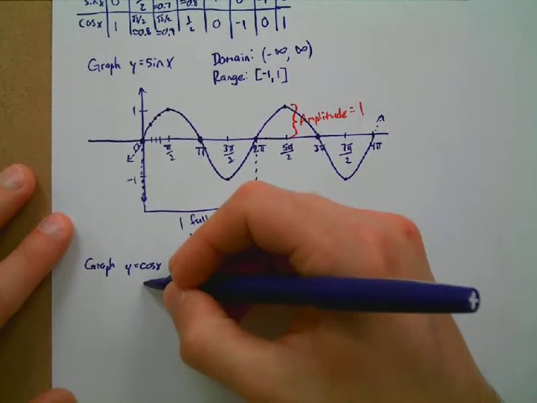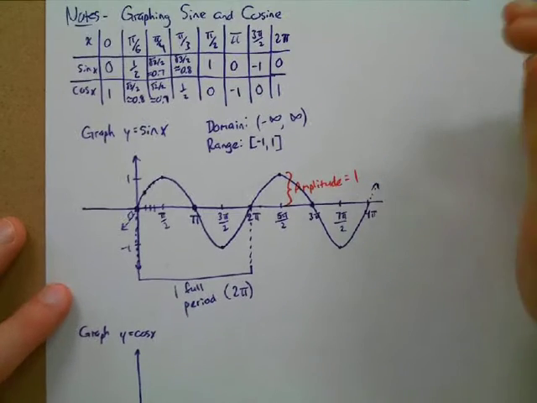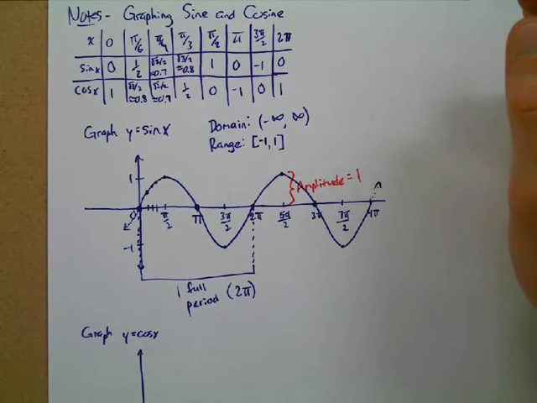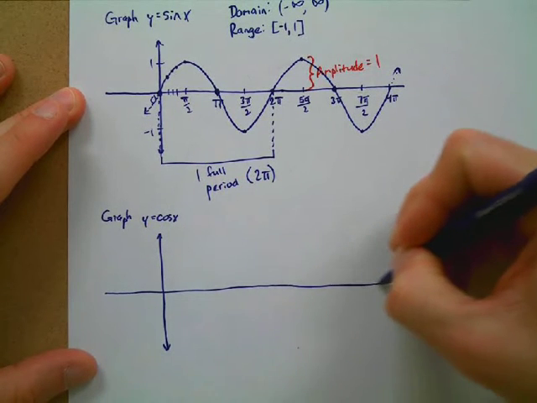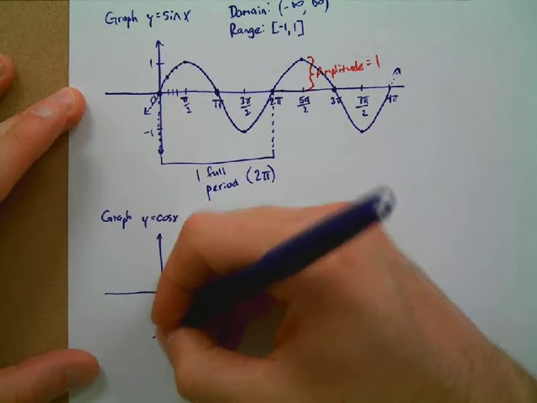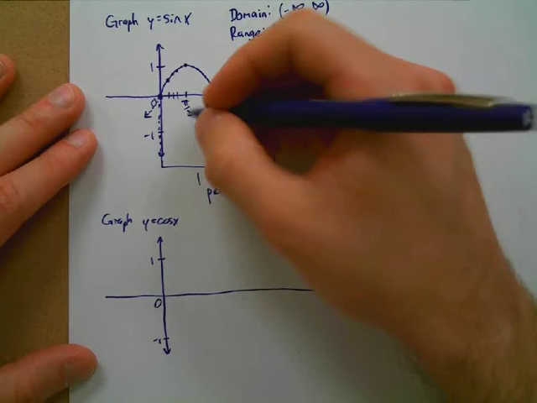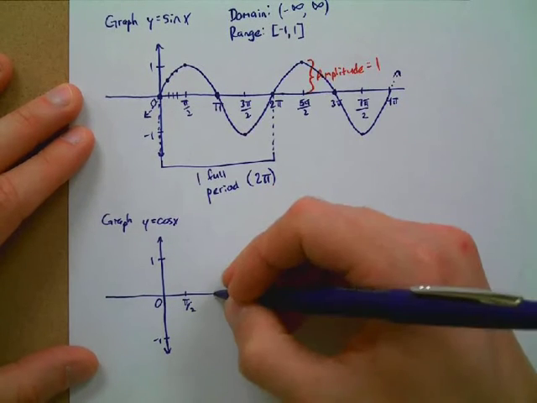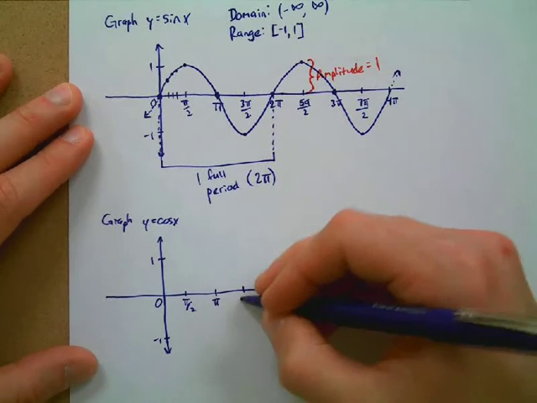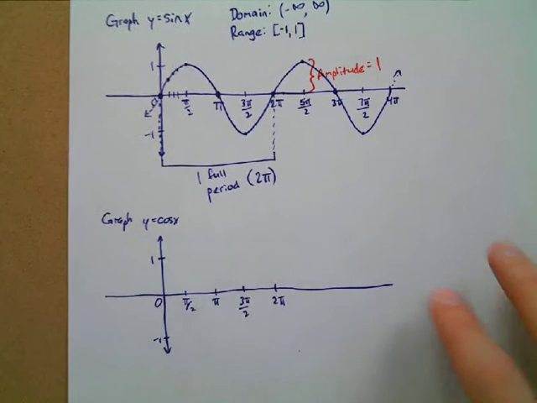I'm going to try and line things up similarly, because you can see here for cosine, what's the highest y value cosine has? 1. What's the lowest value for cosine? Negative 1. So we're going to have a similar range. I'll put the 0, and again I'm going to go from 0 to 2 pi. I'm going to line things up just like I had up there. So there's pi over 2, and there's pi, just so we can compare the two graphs.